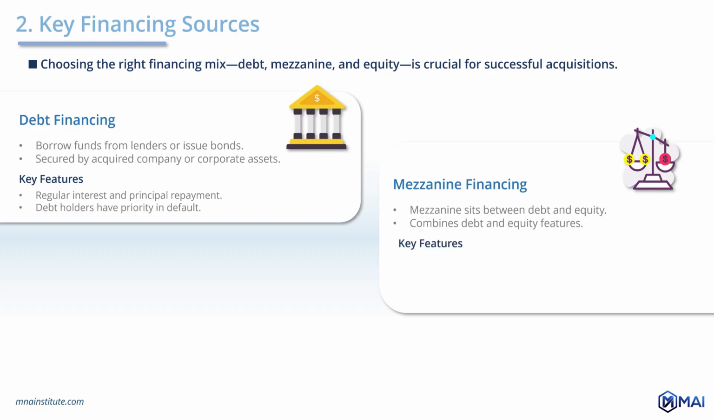Key features. Hybrid form. Mezzanine financing fills in when a company needs more than traditional debt, but doesn't want to give up as much control as would be required with equity. Flexibility. Due to its higher risk, it is more expensive than senior debt, but it offers flexibility in terms of payment schedules and is often used to bridge gaps in financing.